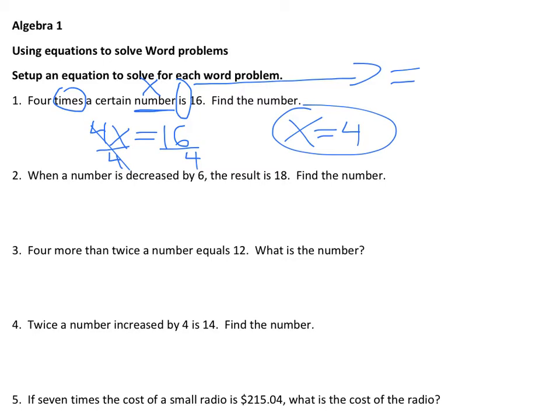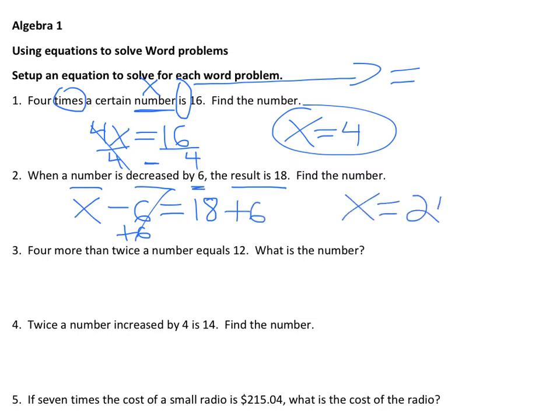Okay, if we look at number 2, it's saying when a number is decreased by 6. Well, if I just read that, decreased, I'm going to subtract. So the number, I don't know what that is, so that's x. If I decrease it, I subtract, and you're decreasing it by 6. So I have x minus 6, and it's saying the result is 18. So there it is, the result is, so we say equals 18. Real simple equation, we just add 6 to each side, and 18 plus 6 gives us 24. And that's our answer.